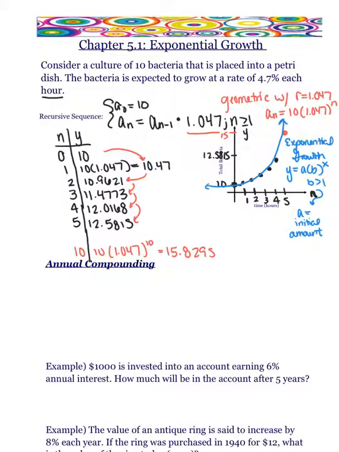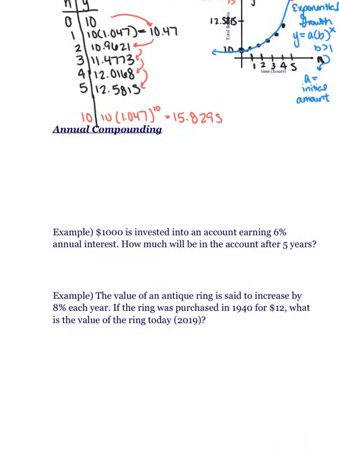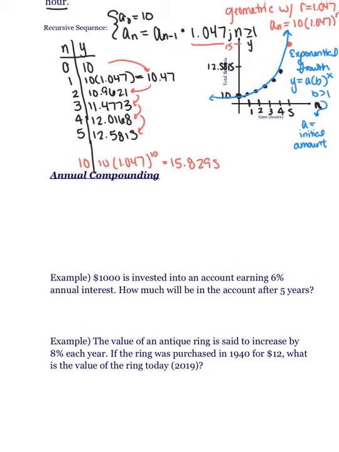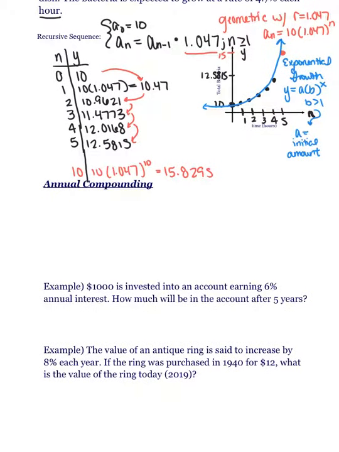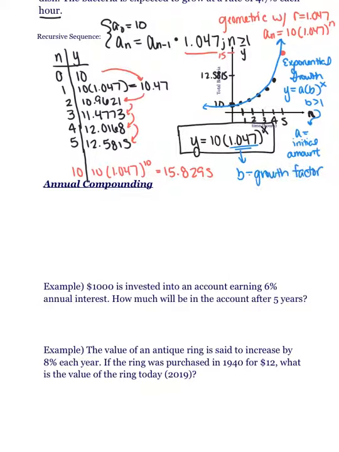So now let's take a look at some very specific forms of exponential growth, similar to my bacteria problem here. Oh, and maybe let's write this as a function while we're here. If I was going to model this bacteria problem as a function, I'd have y, the amount of bacteria, is equal to my initial amount, 10, times my b, 1.047, raised to the x. So this would be my model for the bacteria. It's worth noting that the b value is called the growth factor. And the growth factor is different than the growth rate.